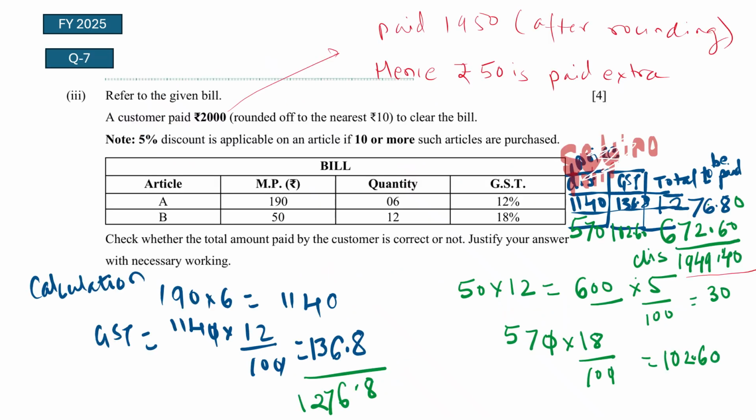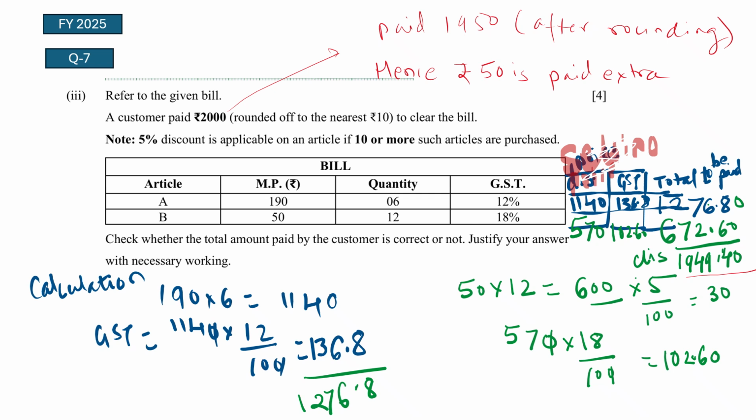Customer paid rupees 2000 and 5% discount is applicable if the quantity is 10 or more. So now in the first case, article A is 6 quantity, so no discount. So your selling price will be 190 into 6, 1140 as it is. Then apply 12% GST on it, that will become 136.8. Calculate the total price this.